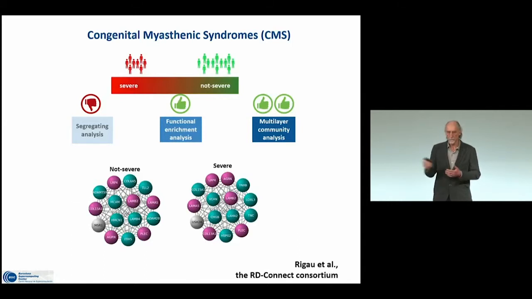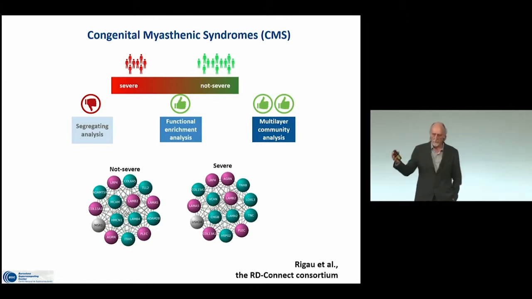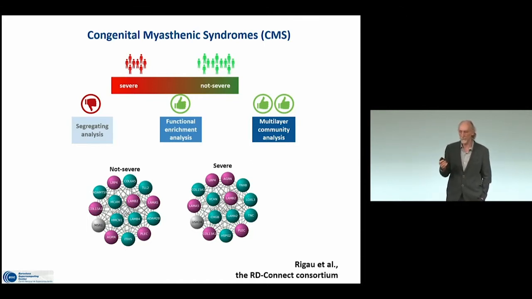Can this be useful? I'll show you examples without entering into the details. We are using this to understand the relation between severe and less severe cases of a given rare disease. If you do this by simple integration of information, you don't understand the relation between the genomics of these two types of cases for this disease.